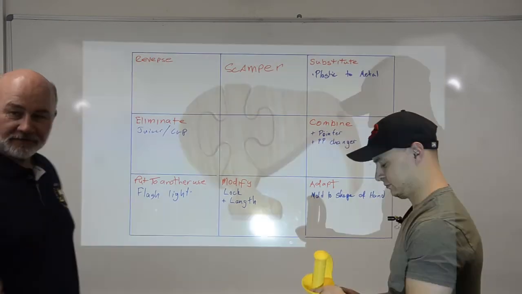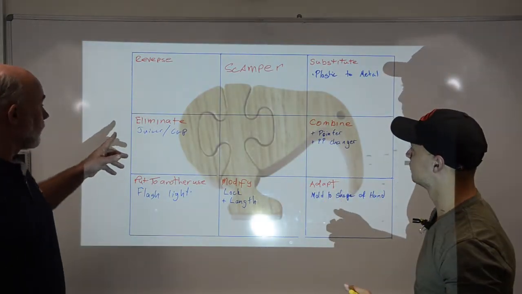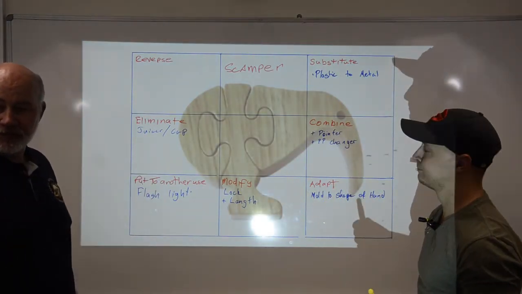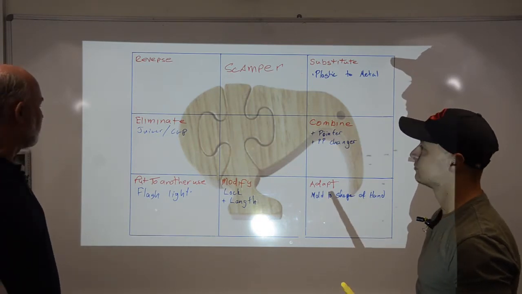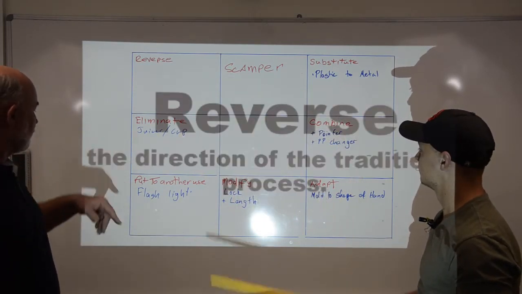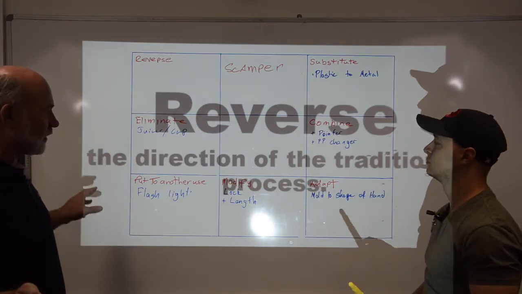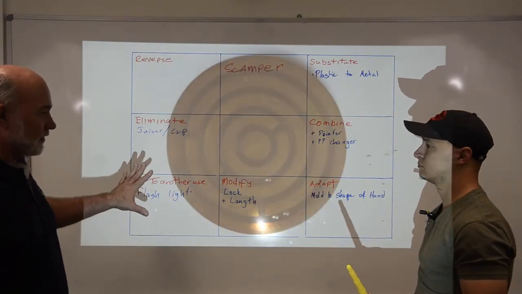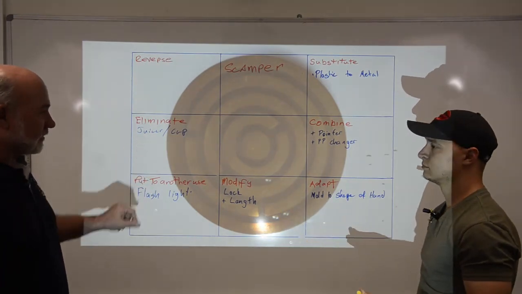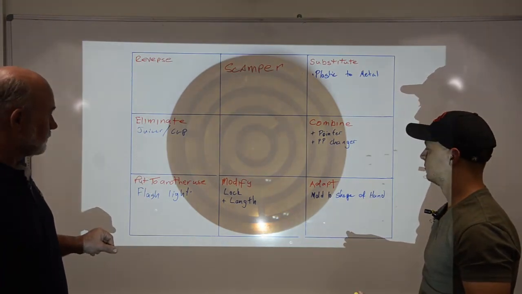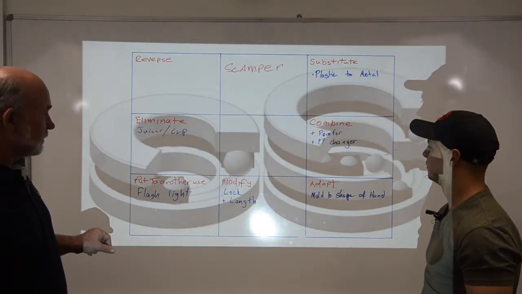Okay. Now back to the last one. What do we have there? We have reverse. Remember, which button do I press? I press that one. Reverse the direction of the traditional process, which confused me a little bit, so I don't know if I followed that either. That's what we're starting with. What is the reverse to that? I have zero idea, so what would be the reverse?